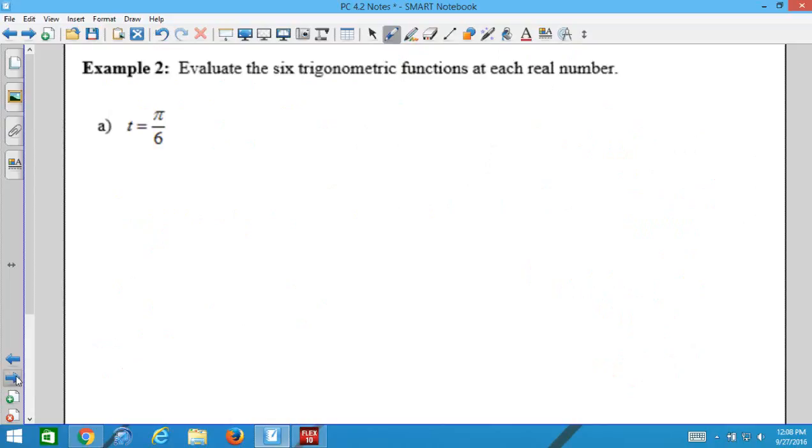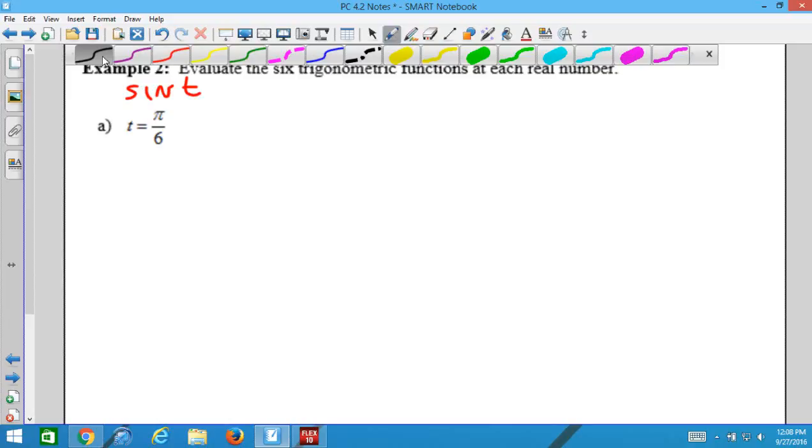It's not too bad. So evaluate the 6 trigonometric functions at each real number. This t is just saying we're finding sine of t instead of saying finding sine of theta, but it's the exact same thing. So please don't let the t throw you off. It's just they've used the t instead of theta. Now, do not convert yet. We need to know where pi over 6 is on the unit circle.